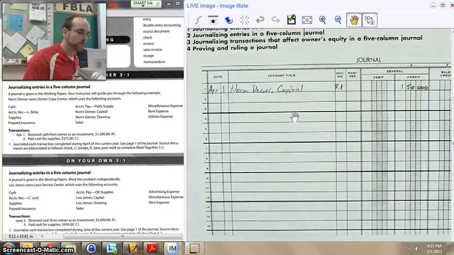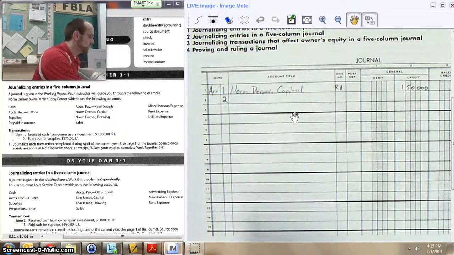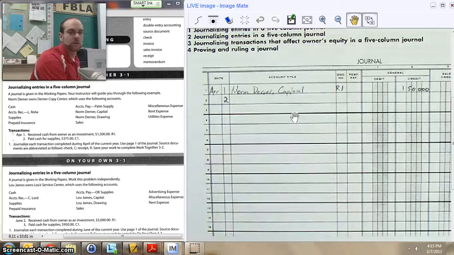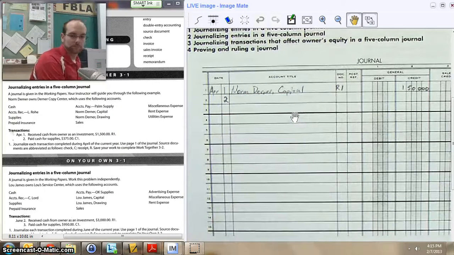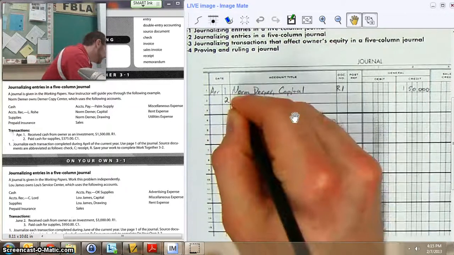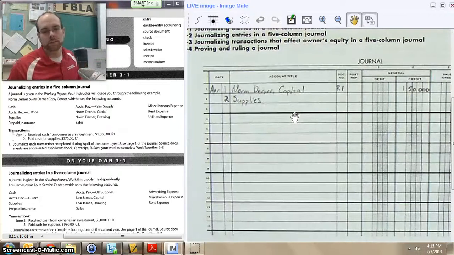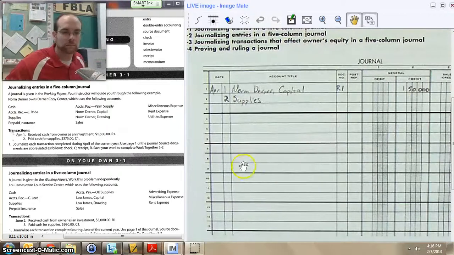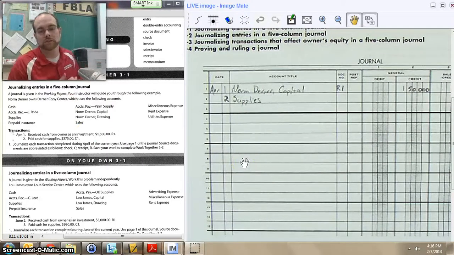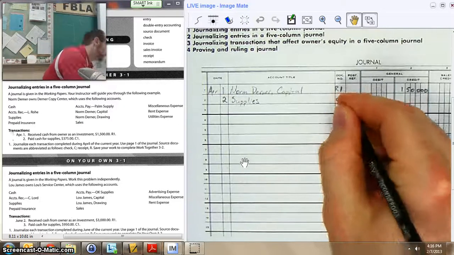The first thing we're going to do when we're entering in this journal is write down the date. This occurred on April 2nd. Notice I do not have to put the month down there because we already know we're sitting in April. Next thing we want to do is the other account besides cash that's affected, and that is supplies. Now we have to say, where did we get that from? Well, we take a look at paid cash for supplies, $375. That came from C1, which stands for check 1, so I put in the document number, C1.